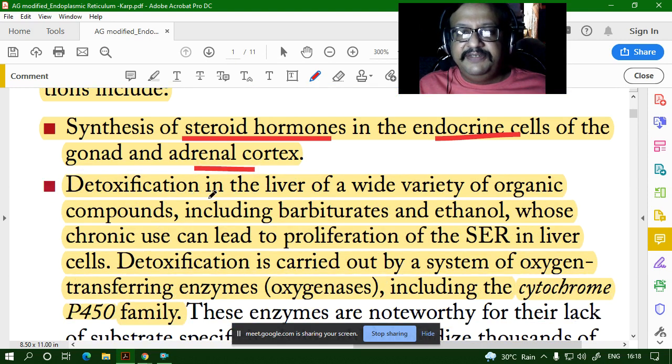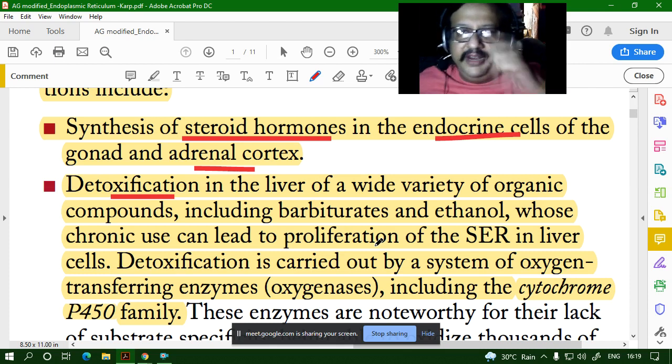Another function is in the liver. It helps in detoxification of compounds, barbiturates and ethanol, whose chronic use can lead to proliferation of the smooth endoplasmic reticulum in liver. So the detoxification: if you take any drugs or alcohol or drugs like barbiturates, immediately they are very toxic to the body. So the liver secretes enzymes known as oxygenases or cytochrome P450. They detoxify these particular products which you take, the alcohol or drugs. They are detoxified so that it is less harmful for the body.